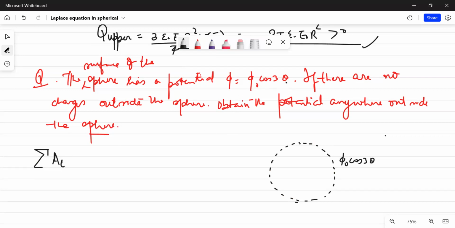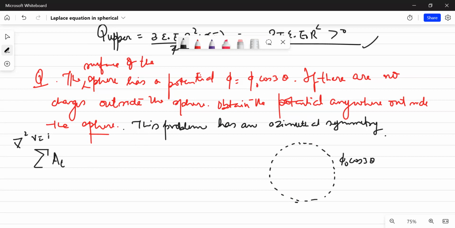You can see that your potential has only theta dependence, so it does not have this high symmetry. So you can write that this problem has an azimuthal symmetry, because there is no phi dependence. And so Laplace's equation holds anywhere outside, because there are no charges outside, so your del square V would be 0.